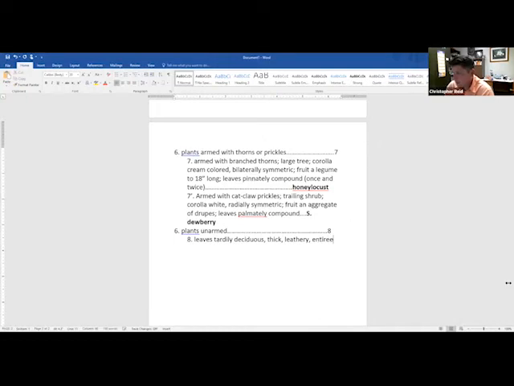Entire to irregularly coarsely toothed. Bark dark gray, deeply furrowed.